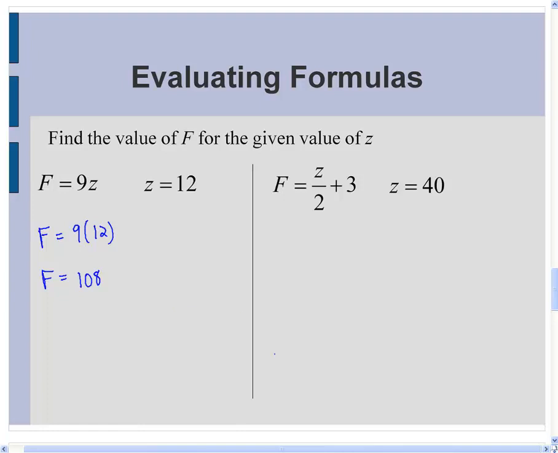Why don't you try the second one on your own? f would equal 40 over 2 plus 3. We would take care of this division first. f would equal 20 plus 3, as 40 divided by 2 is 20. f would equal 23.